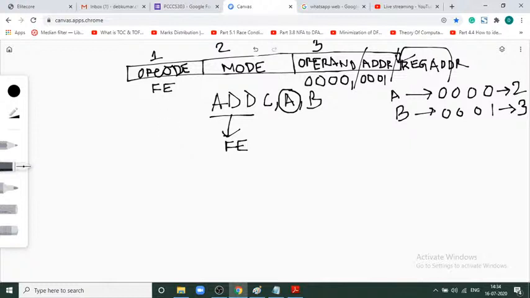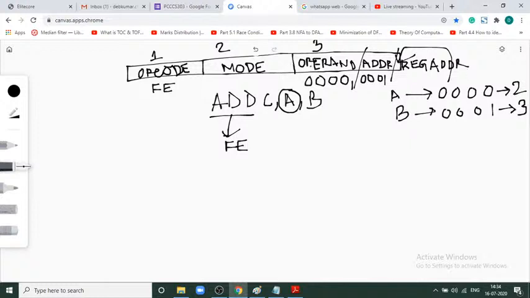So I am talking about instruction format, and an instruction is divided into 3 fields. An instruction format is a logical representation of an instruction. I repeat, an instruction format is a logical representation of an instruction. For example, in the instruction format, the first field is the opcode field, the second field is the addressing mode or mode field, and the third field is the operand or data field or address field or register address field.